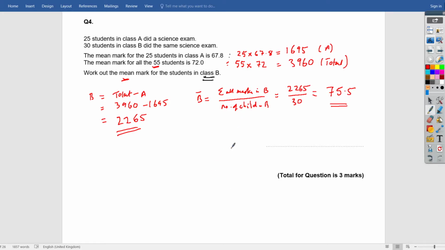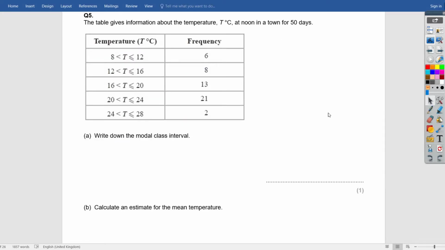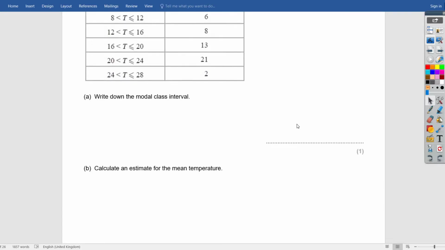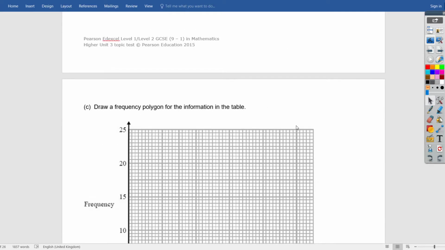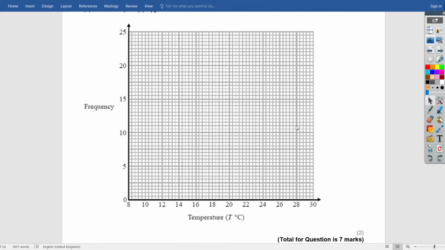Okay, let's scroll down, clear this. Let's go to question 5. Right, question 5. So let's just have a look at this. There's the table there. We've got to work out the modal class interval. We've got to calculate an estimate for the mean. And then we've got to draw a frequency polygon with that information.